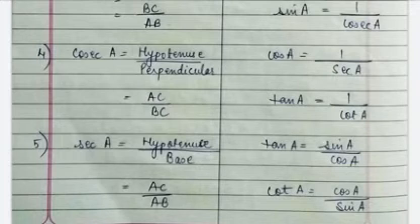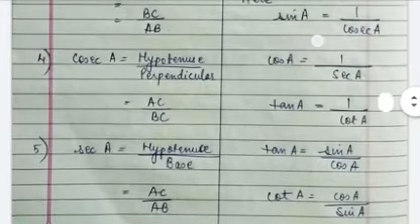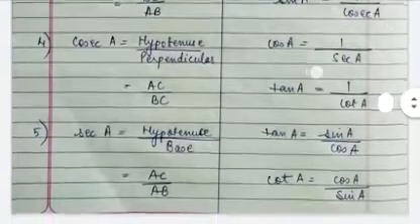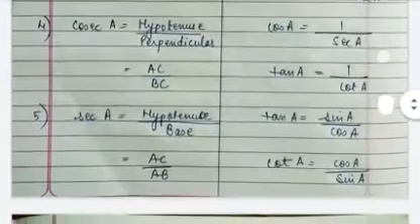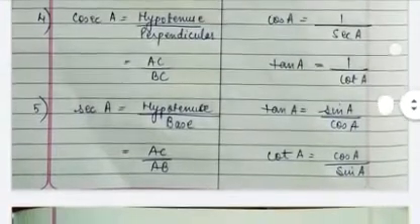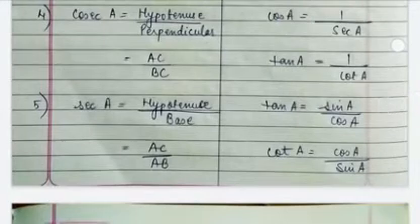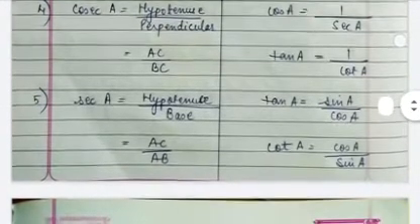Now, sin A is reciprocal of cosec A. That is sin A is equal to 1 upon cosec A. Cos A is equal to 1 upon sec A. Cos A and sec A are reciprocal to each other, means their product gives you 1. Right? Cos A into sec A is equal to 1.